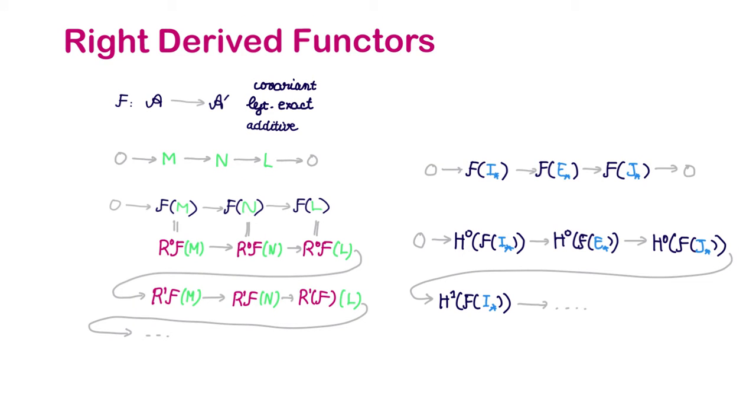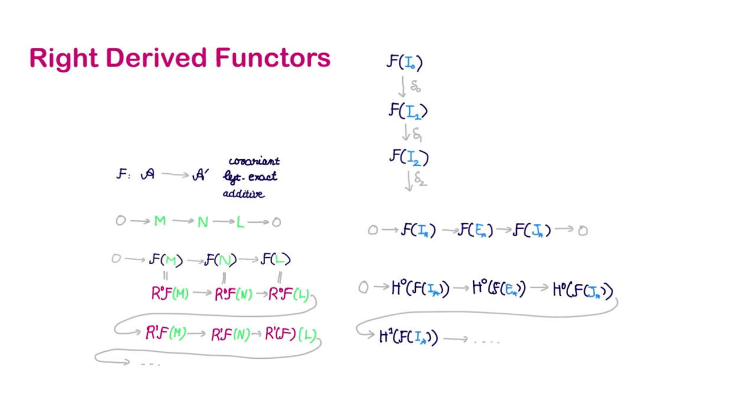Well, from homological algebra, we know that given a short exact sequence of cochain complexes, we get an induced long exact sequence of cohomology. This gives us the following idea. Maybe for each of these objects, we can associate a cochain complex, and then we can define the right-derived functors of f in terms of the cohomology groups of these cochain complexes.